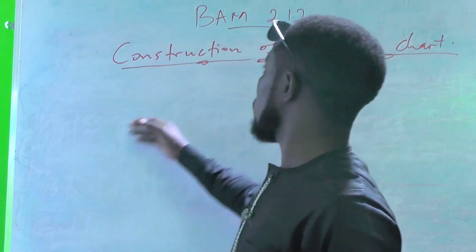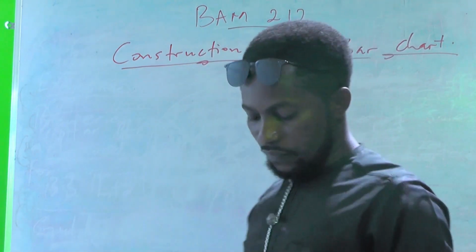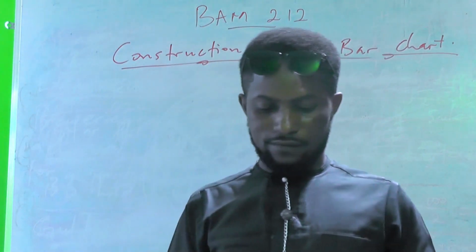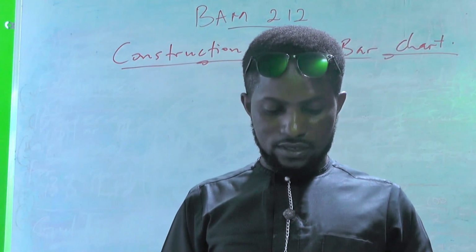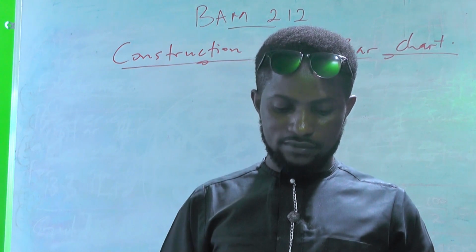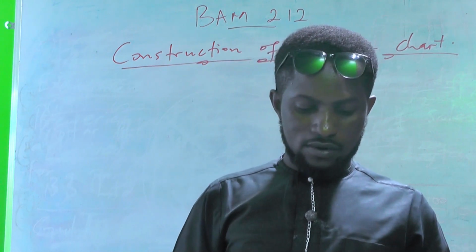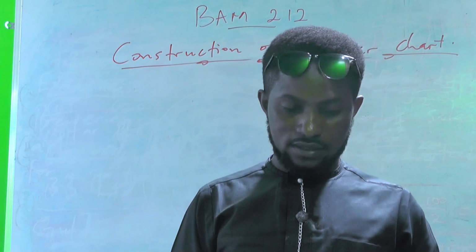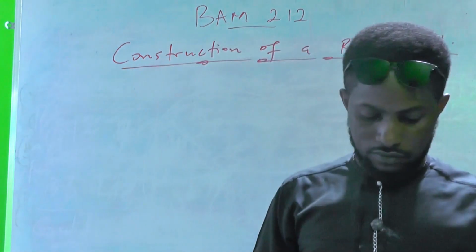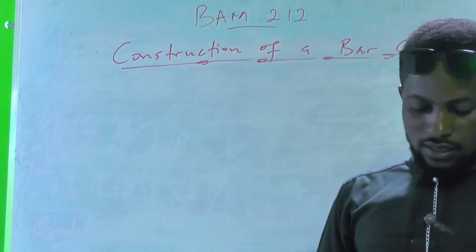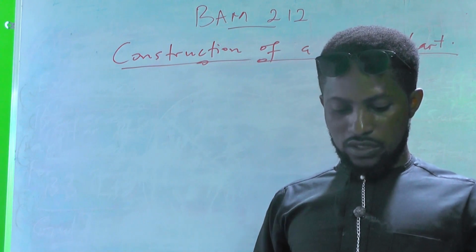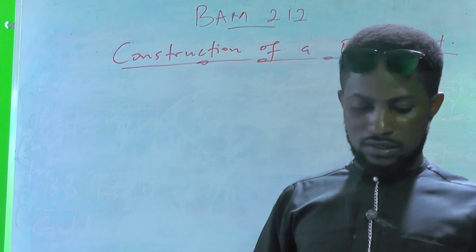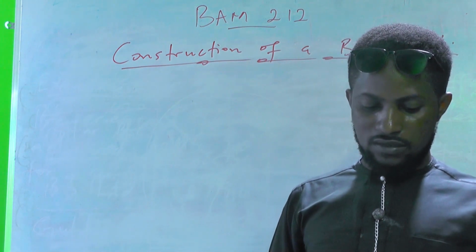And the next one is construction of what? Of a bar chart. And don't forget that a bar chart is one of the most popular types of diagram used to show statistical information. A bar chart consists of rectangular bars with equal width, and the height may be different.